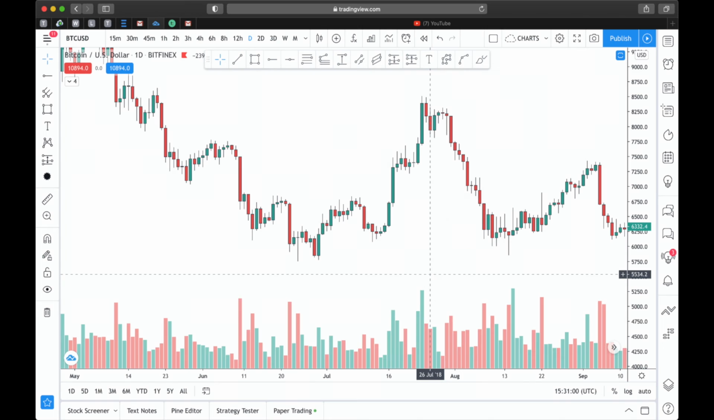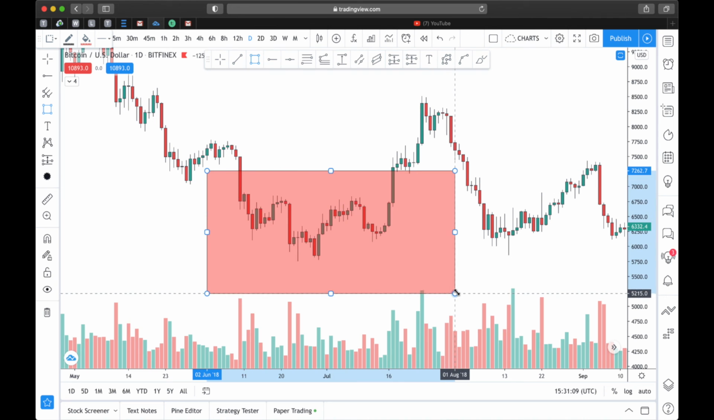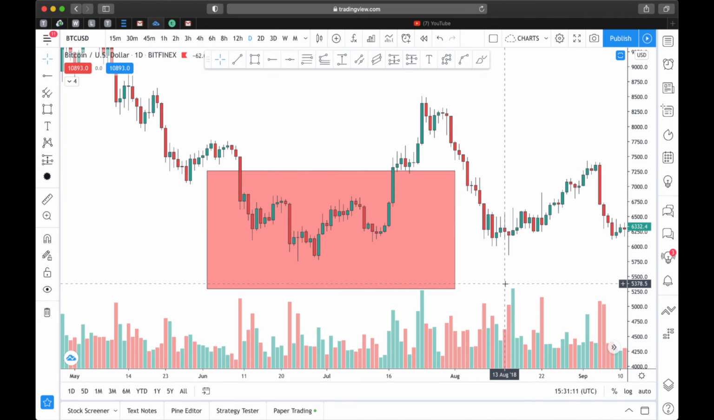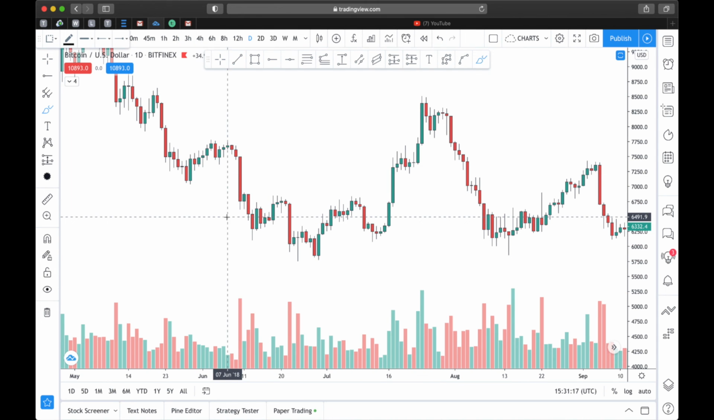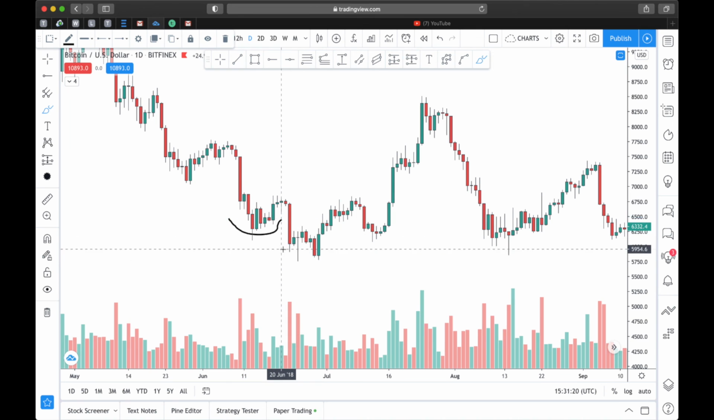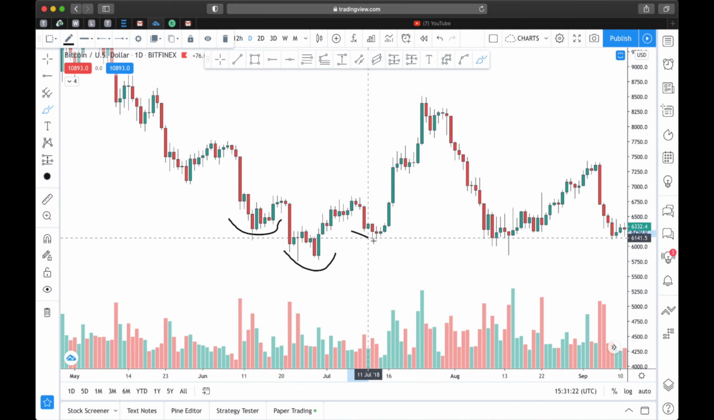In a real life scenario, I can see inverse head and shoulder formation in this region, and I'm going to draw it out now. This is the region. I don't know if you can see it too. I'm going to be picking it out now. So first of all, we have the left shoulder. The left shoulder is here, right? This is the head and this is the right shoulder.